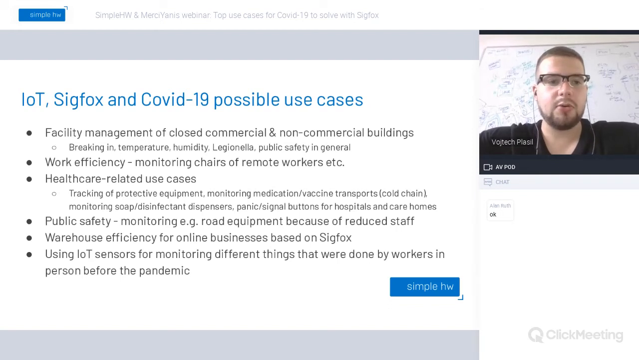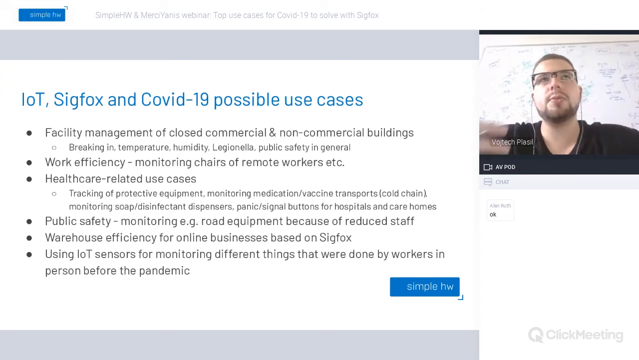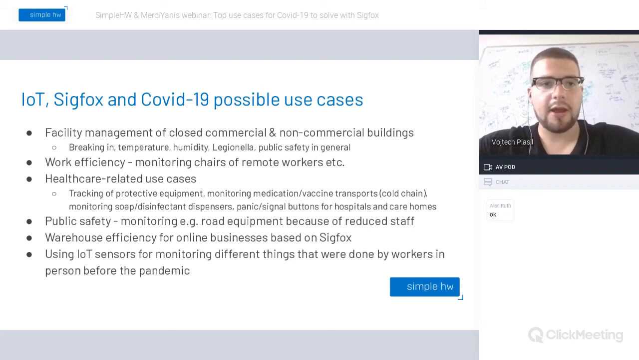And so we can use IoT in order to better manage, for example, the protective equipment, to monitor where it is, if it's on the way. Making distribution of medical equipment in general more efficient should be the most major point of healthcare related use cases, I think.